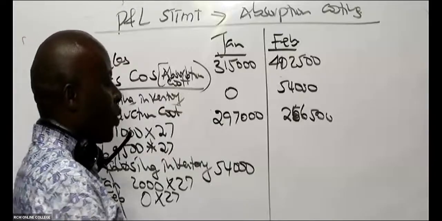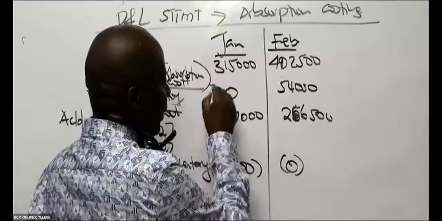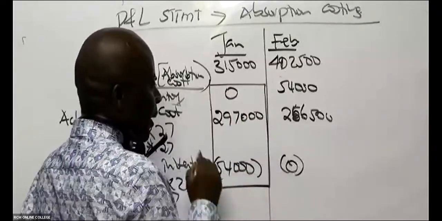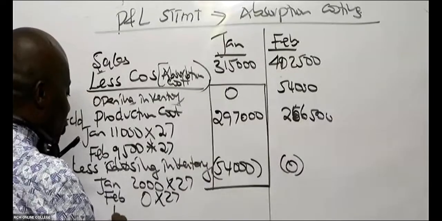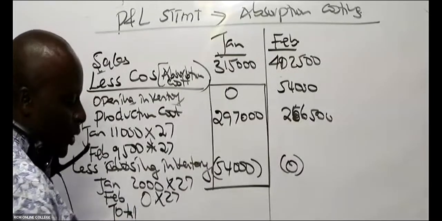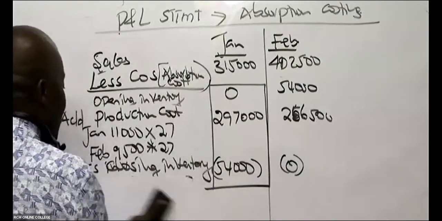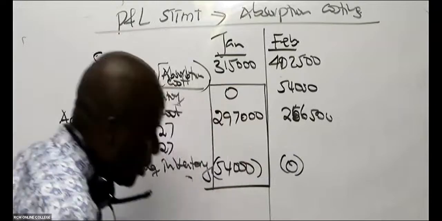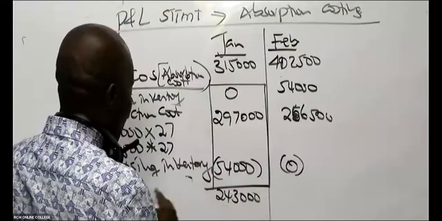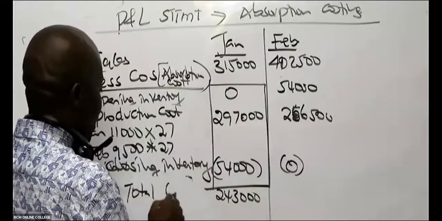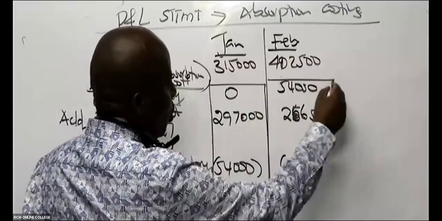Yeah. So you subtract, but remember you must do this for cost of sales. Give me the total cost of sales here. The first one is 243,000. Total cost of sales, 243,000. How about total cost of sales here?